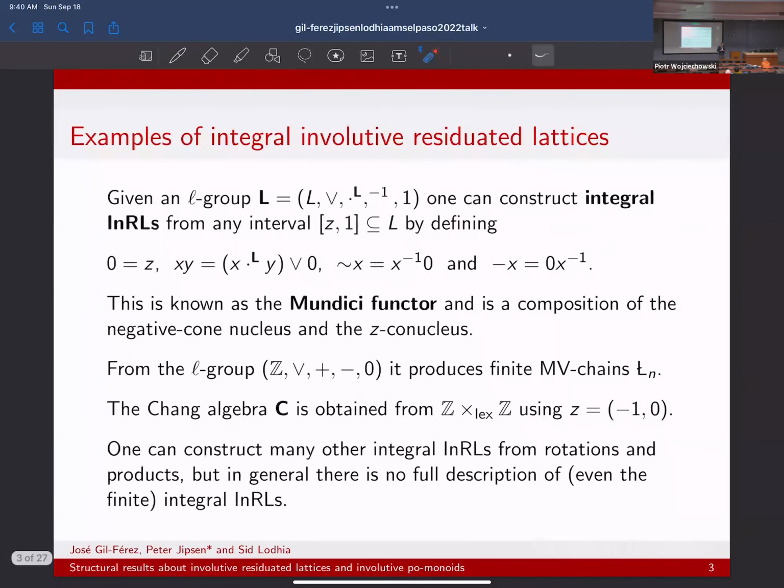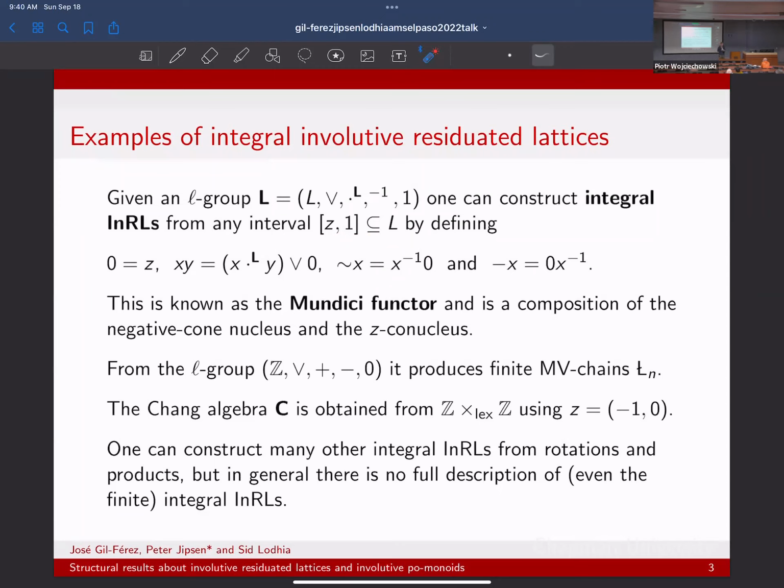I need to move on because we have a few slides to get through. There are lots of examples of integral involutive residuated lattices. They're easy to construct, and what's relevant to this ordered structures meeting mostly is that we can construct them from an L-group, by taking the identity of the L-group as an element, and then the interval to any element Z below that. If you restrict your operations to that interval in a suitable way, you get an integral involutive residuated lattice.